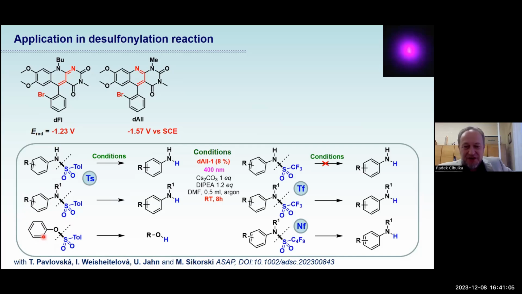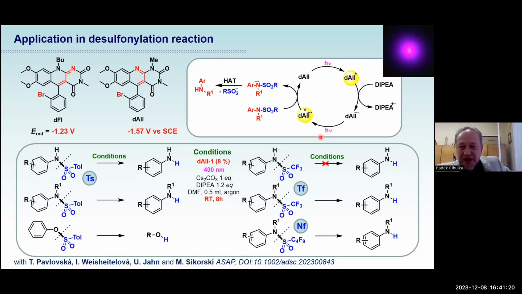And what is really challenging, that we can do that also with triflyl groups or even nonaflyl groups, which means this perfluorobutyl group. And the mechanism is similar as for dehalogenations. So it means that the catalyst in excited state in the form of radical anion, which is formed using the sacrificial donor, is responsible for 1 electron reduction of this very difficult species, which is very difficult to reduce. And this radical anion then produces the amine. What is important is that the other product is this sulfinate. It means the salt of sulfinic acid.